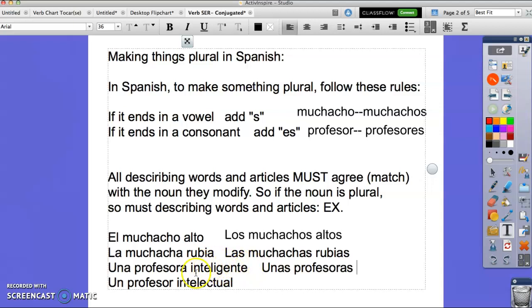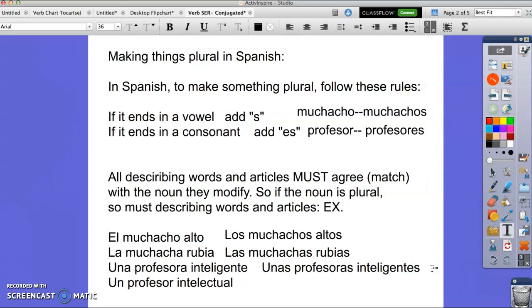And the next word, inteligente. Let's make it plural. Inteligentes. Now, oops, I totally misspelled that one. Inteligentes. Okay, so notice that we have unas, profesoras, but inteligentes doesn't end with an AS. And that's because inteligente is one of those describing words that doesn't have to change for gender. It's neutral. So a boy can be inteligente and a girl can be inteligente. So all you have to do is add an S, inteligentes.